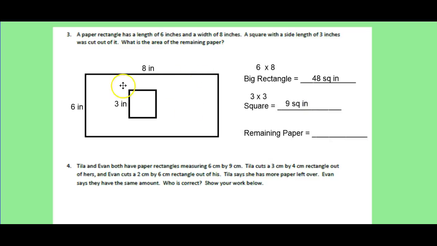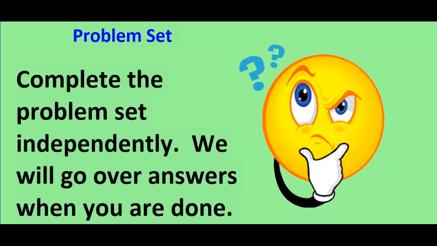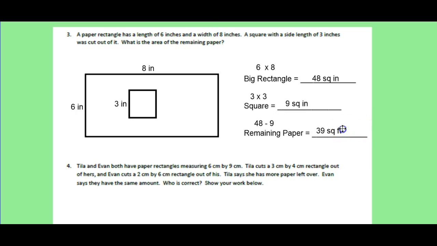So all we have to do to find the area of what is left over after they cut out this square is to take the total area, which was 48, and take 9 away from that because that was the area of the square. And once you've subtracted that, that's going to give you the area of the remaining part of the paper. So do 48 minus 9 and write the area right here on your paper. Okay, so whenever you do 48 minus 9, you are left with 39, so the area is 39 square inches, not square feet, whoopsie, square inches.